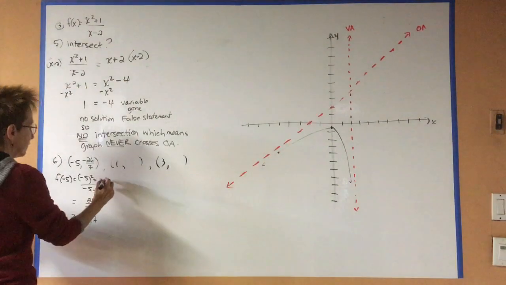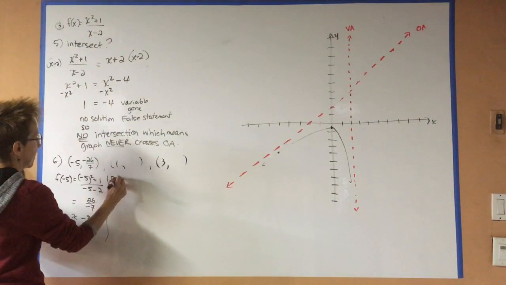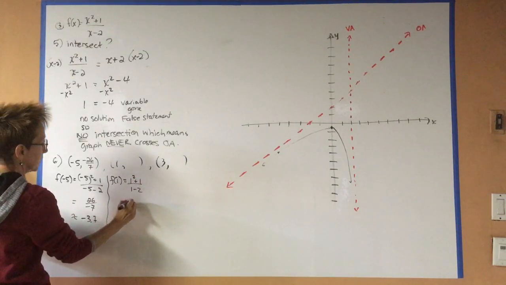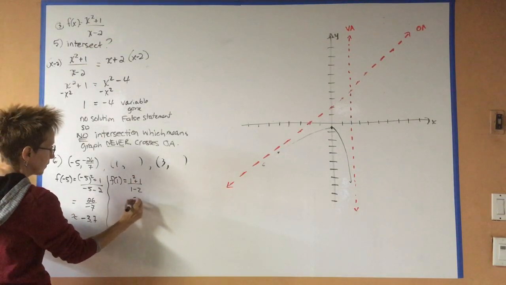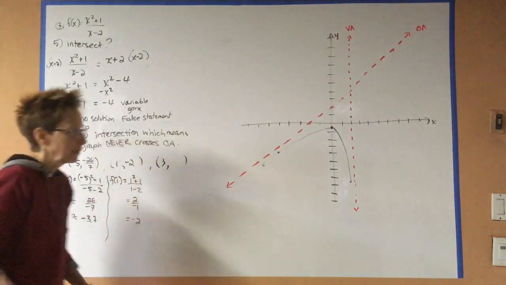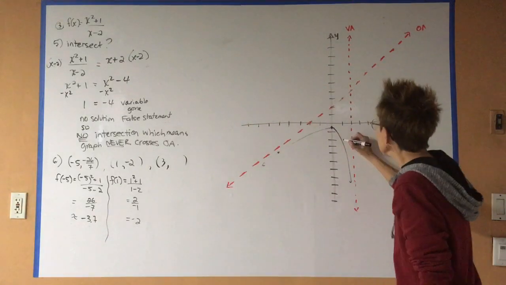So when I do f of 1, I get 1 squared plus 1 over 1 minus 2. That's 1 plus 1, which is 2. That's negative 1, so that gives me negative 2. That one was nice. I didn't have to approximate it. So 1, negative 2, there it is.